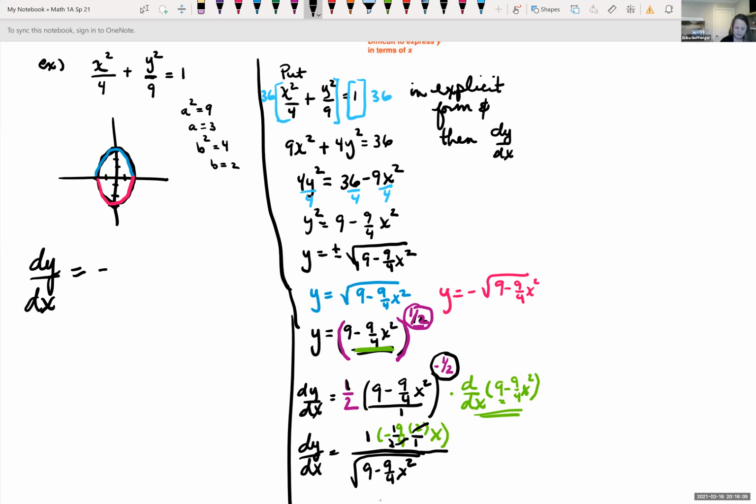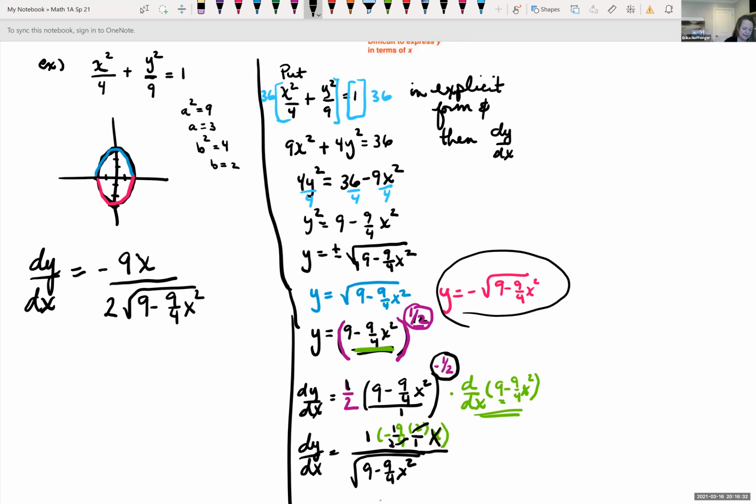Negative, so I'd have the 9 left, and I would have this x left, all over, I'm putting the 2 in the denominator, square root of 9 minus 9/4 x squared. So that was for the positive, but we know the derivative of this negative would just change the sign here. So we know that plus or minus this was equal to the derivative. So in this case, this one would have been the negative, this one would be the plus.